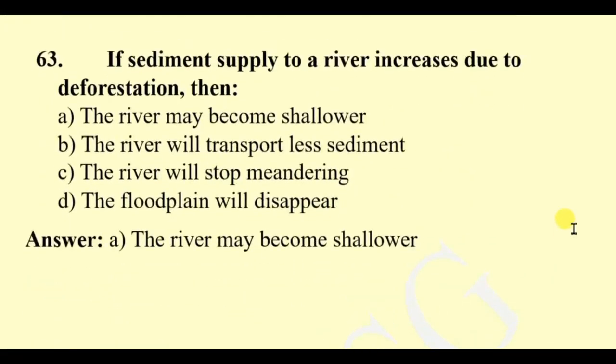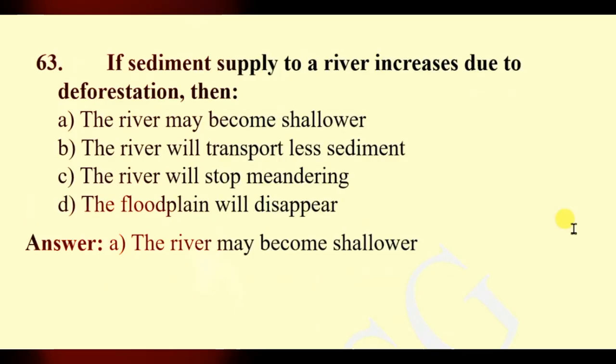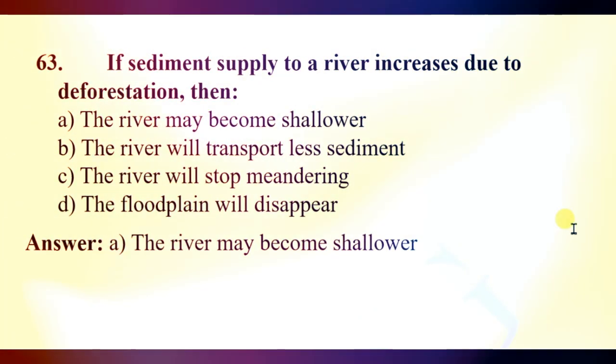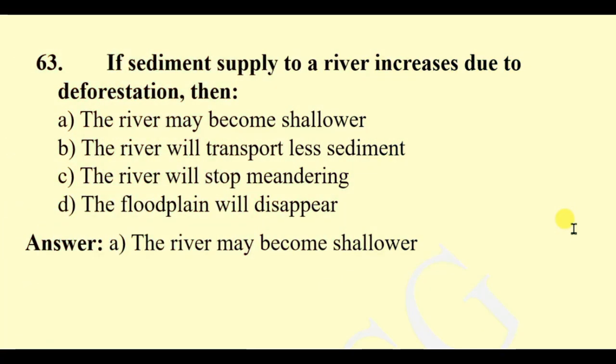Question 63. If sediment supply to a river increases due to deforestation, then the river may become shallower, the river will transport less sediment, the river will stop meandering, the floodplain will disappear. The right answer will be the river may become shallower.